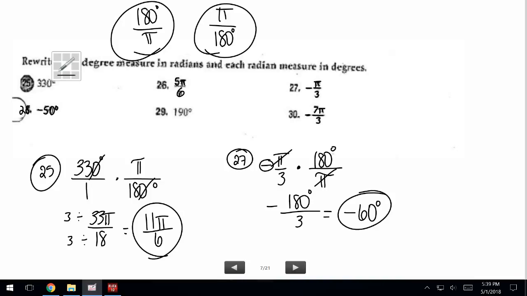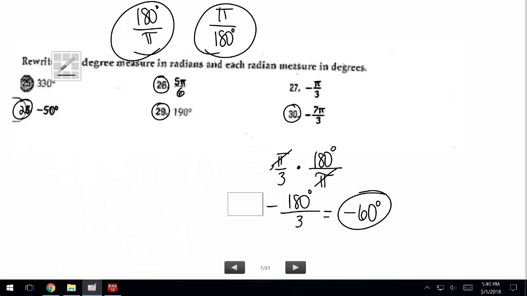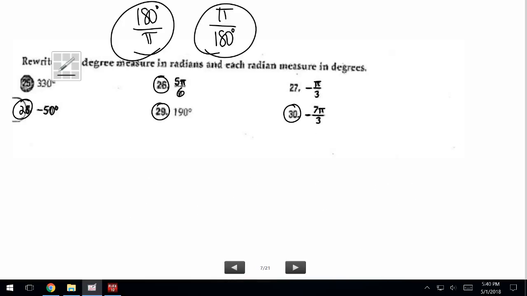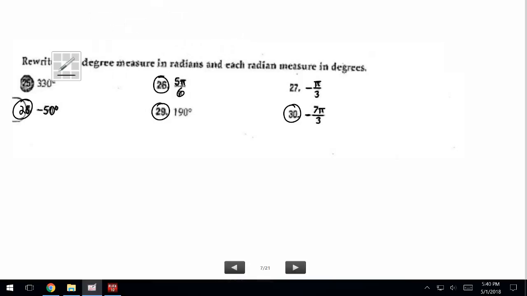All right, here's what I want you to do. I want you to work through 26, 28, 29, and 30. Okay? You work through those real quick. Pause the video. Go ahead and pause the video. All right, so by now everybody should have worked through 26, 28, 29, and 30. If you still need some more time, make sure that you pause this video. All right, so here we go. I'm going to give you the answers.